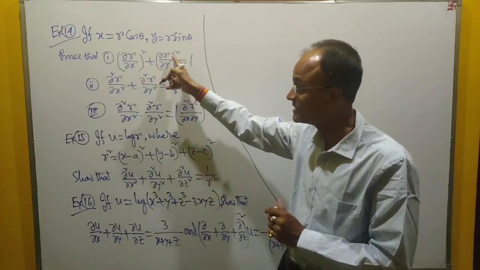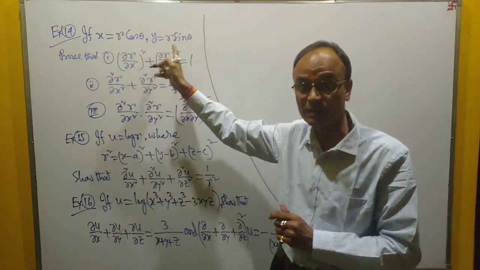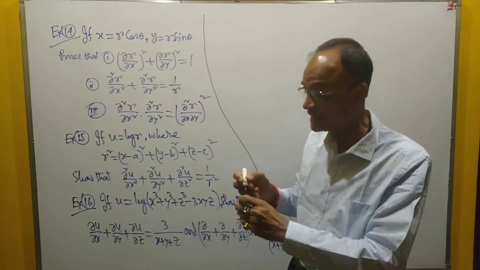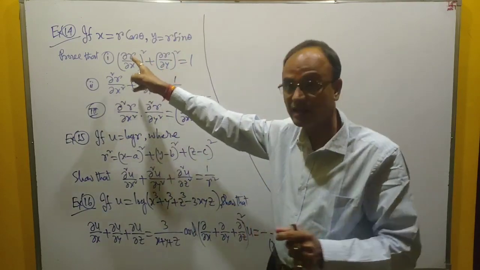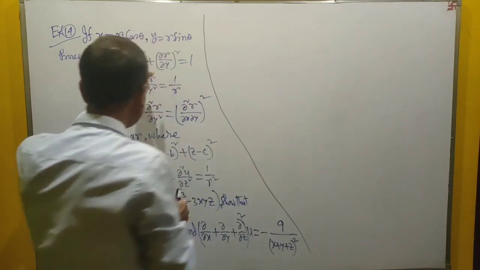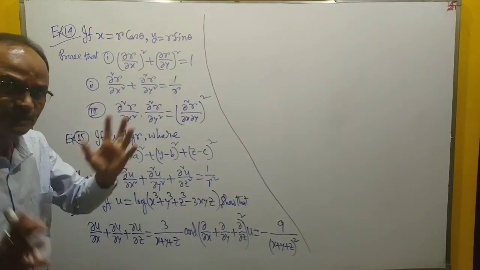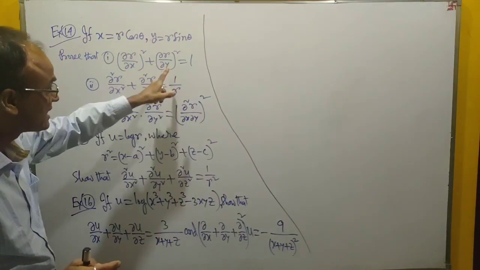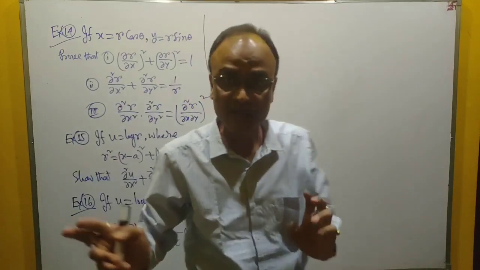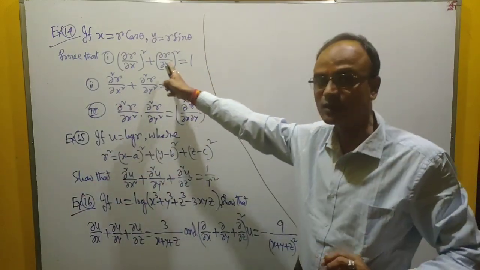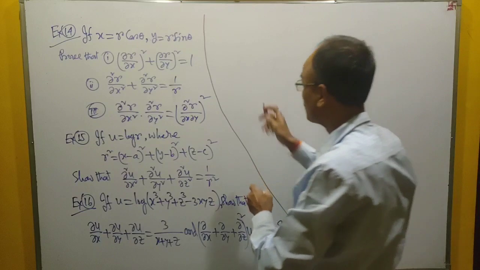Del r by del x, del r by del y. Del r by del x whole square plus del r by del y whole square. Means we have to differentiate r with respect to x partially, and we have to differentiate r with respect to y partially. Means r is a function of x and y.